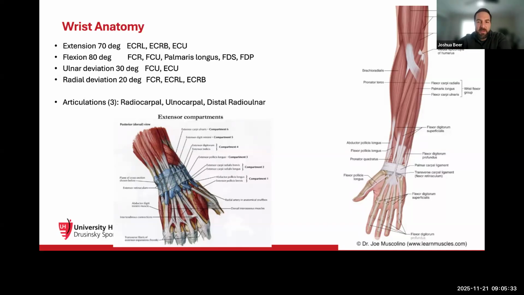The biggest thing to keep in mind for boards is you should know these compartments, the 6 dorsal compartments, off by heart. The first is your EPB and APL. Your second is your ECRL and ECRB. Third is your EPL. Your fourth is your extensor digitorum and indicis. Your fifth is your extensor digiti minimi. And your sixth is your extensor carpi ulnaris. A lot of these are important when we start talking about some of the conditions in a few moments. Recalling which of these compartments contains what is going to be paramount to some of your questions on your boards.